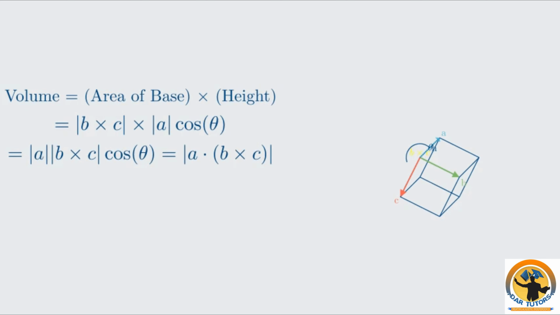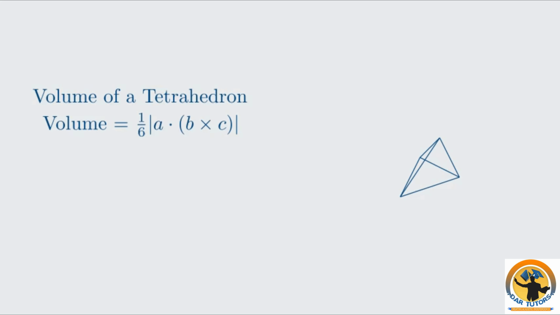A tetrahedron, or triangular base pyramid, is 1/6 of a parallelepiped. Therefore, its volume is 1/6 of the absolute value of the scalar triple product. This formula is also very useful for finding the volume of a tetrahedron given its vertices.